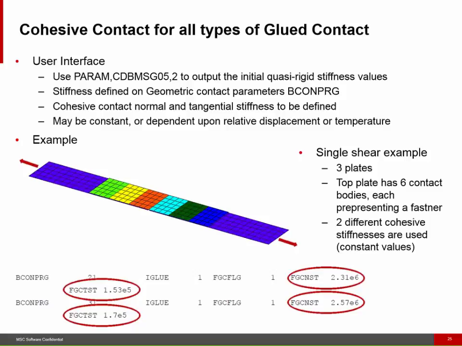So here's one example. It's a single shear example with 3 plates, and the top plates have 6 contact bodies, each region representing a discrete fastener. And we have 2 different setups of cohesive stiffnesses used. In this case, it's constant values. So we have 2 different BCONPRG entries, where you give the normal and tangential stiffness.